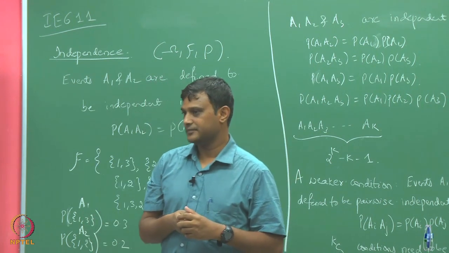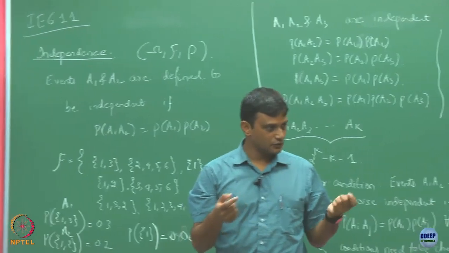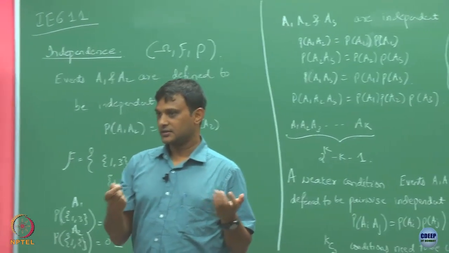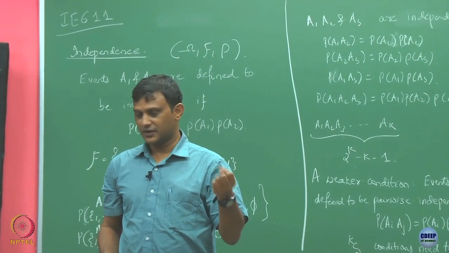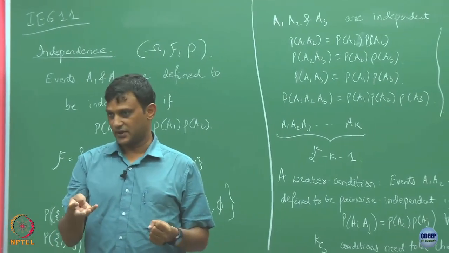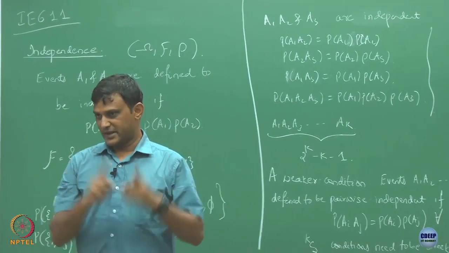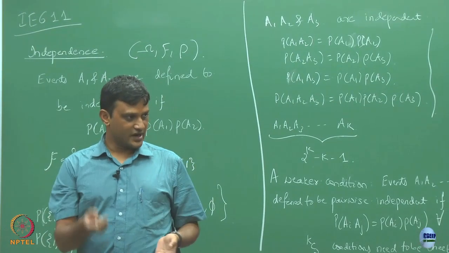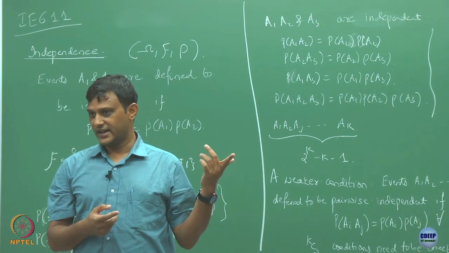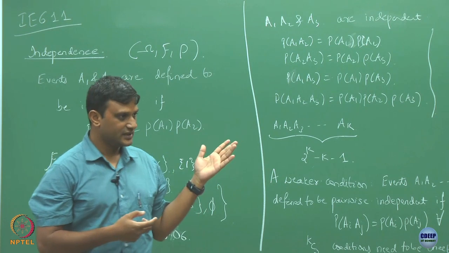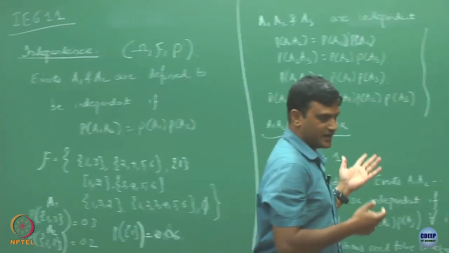For example, let us say you have 2 dice, and you are going to throw them. You throw the first one, and after that you throw the second one. This is one experiment for me, throwing the dice one after another. So what is the sample space for this? How many points are there? There are 36 sample points in this sample space.